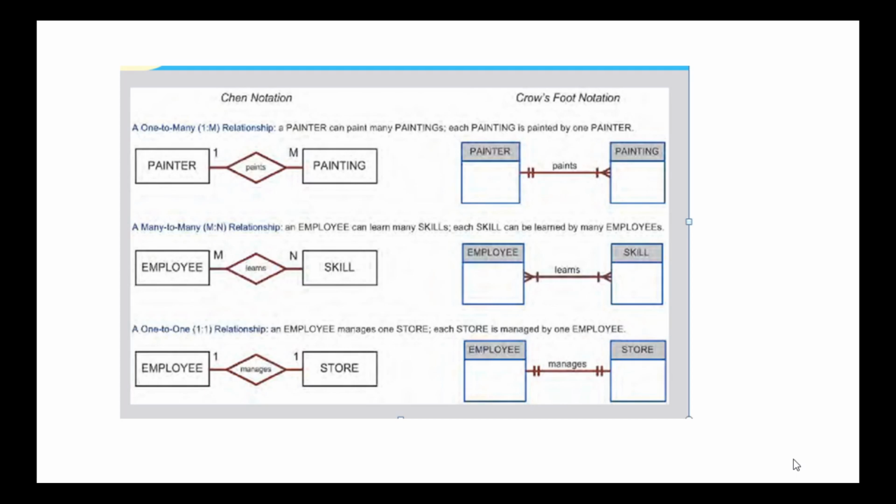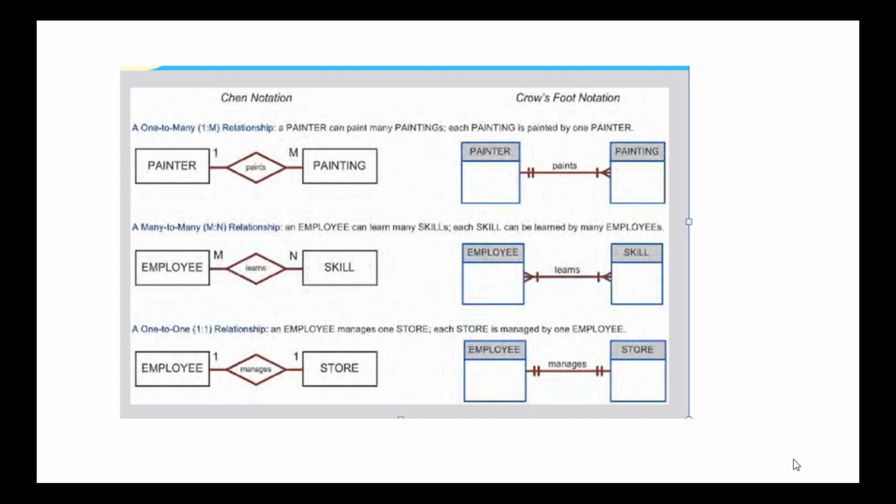And what is the relationship between those two? Paints is the relationship name, written inside the rhombus symbol. The rhombus symbols and rectangles are connected by connector lines, and the relationship labels like 1M, 1N, MN are written next to the rectangle box or above the connector lines.